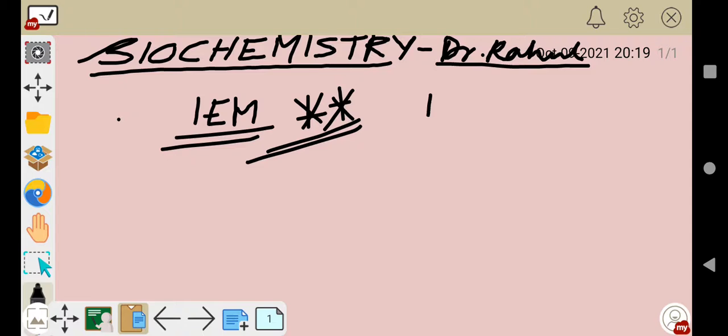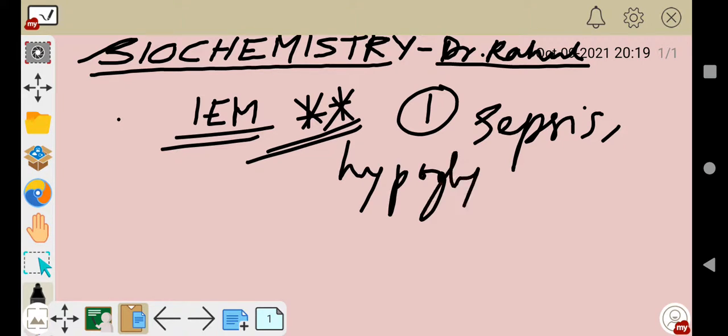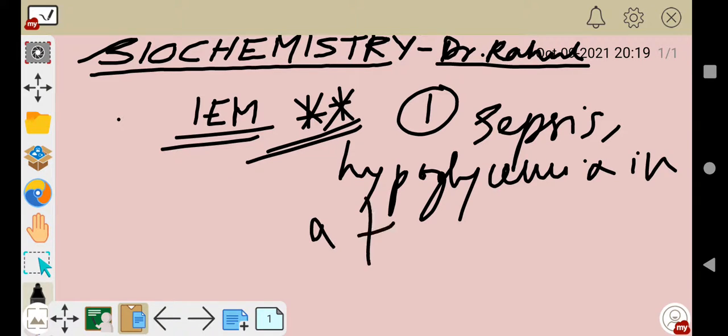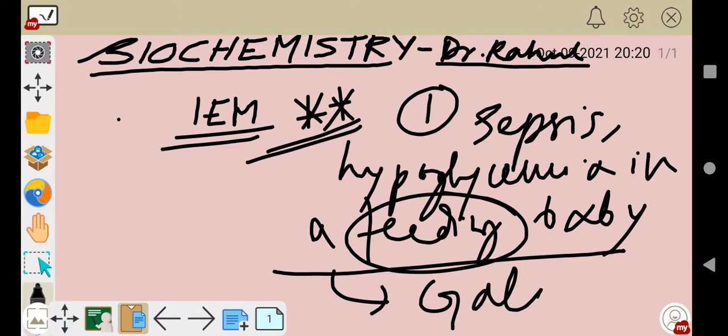Okay, so first scenario I will take: say, in the question, if they give something like sepsis plus hypoglycemia in a feeding baby. Mark my words, sepsis and hypoglycemia in a feeding baby. Feeding baby means breastfeeding baby, right? So this case goes towards galactosemia, okay? Galactosemia.